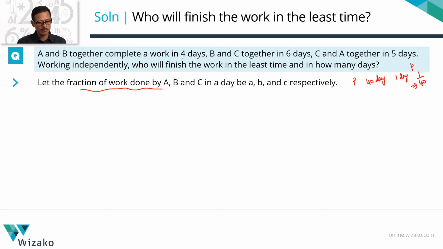Let's pick the first part of statement 1. It says A and B together can finish the work in 4 days. What's the fraction of work done by A in a day? A. What's the fraction of work done by B in a day? B. So the fraction of work done by A and B together will be equal to A plus B. We know they finish the task in 4 days. In one day, what fraction of the work will they do? They will do 1/4 of the work.